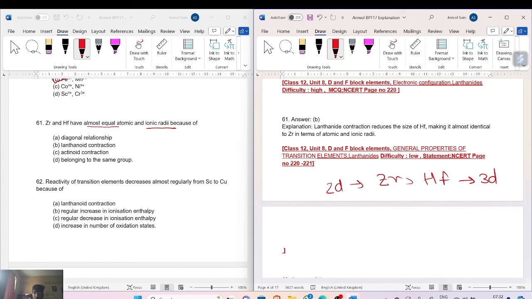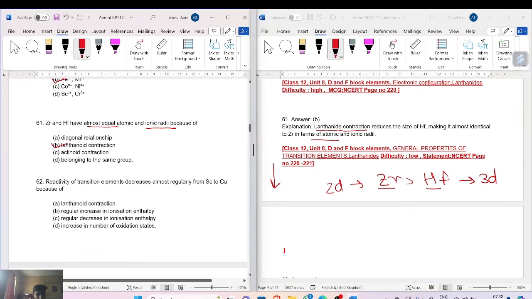So due to the poor shielding of 4f electrons, the atomic radii, which have to increase when we go down the group, will not increase to that extent. So zirconium and hafnium are placed in different groups, but still they have the same atomic radii. And how is this possible? This is possible due to the lanthanoid contraction. Okay, so it is due to the lanthanoid contraction, option B.